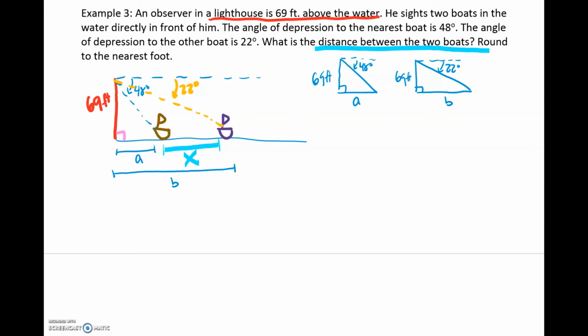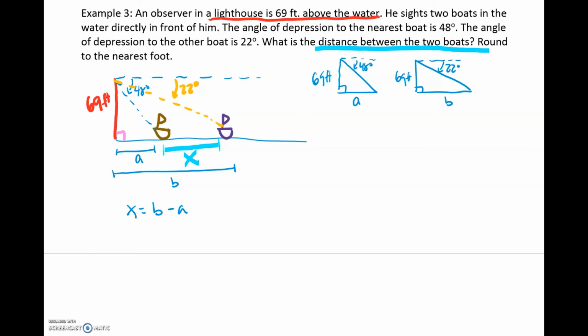So then now we have to just go back into our memory, back to chapter 1, unit 1, use your segment addition postulate. X is equal to the difference of B minus A, because the two segments A and X together create B. So we want to use our trig to find A, to find B, and then do that subtraction. Okay, so that's the plan.